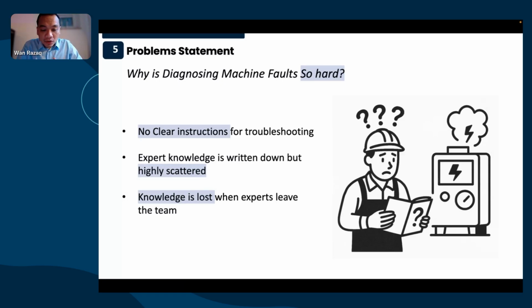You could also imagine, when it is highly scattered, what would happen if these experts leave the company, resign, or even retire? The knowledge would be lost, and it would also affect the continuity of the operations of the company. So this is really a problem, and it really requires an urgent solution for manufacturing companies.